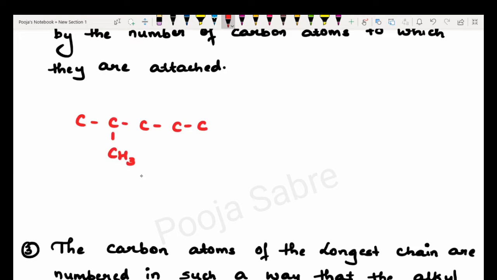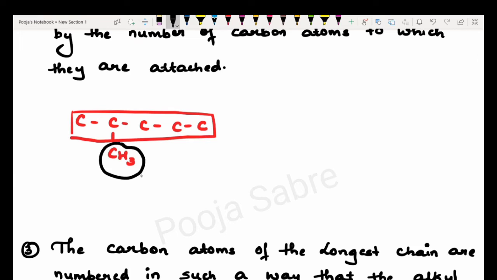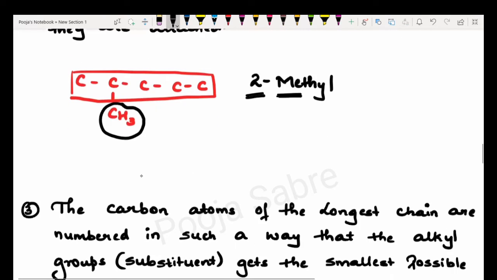Okay, in this example, you can see, children, apart from this longest chain, my longest chain is a straight chain. So apart from this longest chain, CH3, which is also called a methyl group, is present on the second position. So I will be naming it as 2-methyl. You're going to write down the position and the prefix, the name of the substituent present, along with the position as a prefix. You're going to write it down.